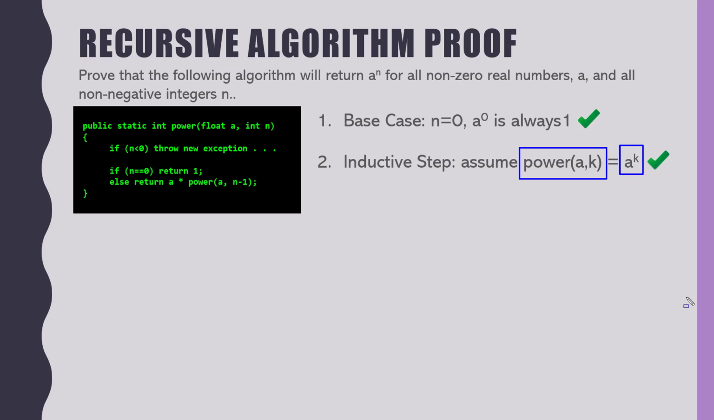We okay with that? Okay, so if you buy that if power a comma k is equal to a to the kth power, then the next step is proving that it is true for a to the k plus 1, power a comma k plus 1. I'm going to leave that as the hint, and so hopefully that'll get you in the right direction. We'll pause the video for a few more minutes.